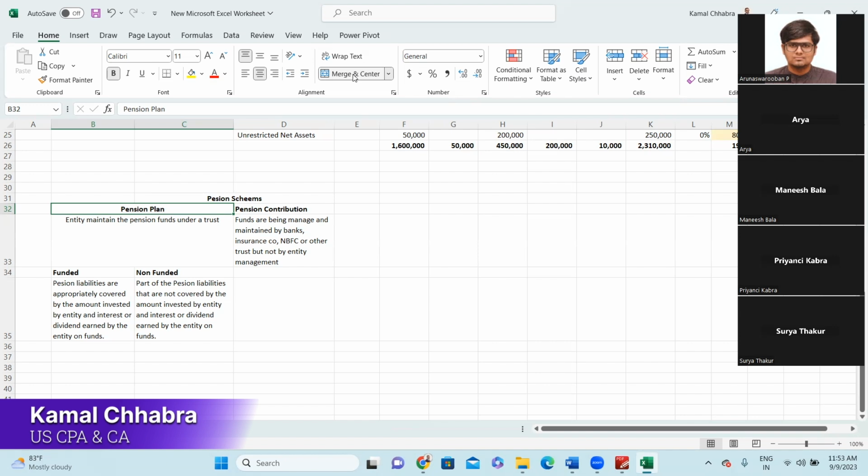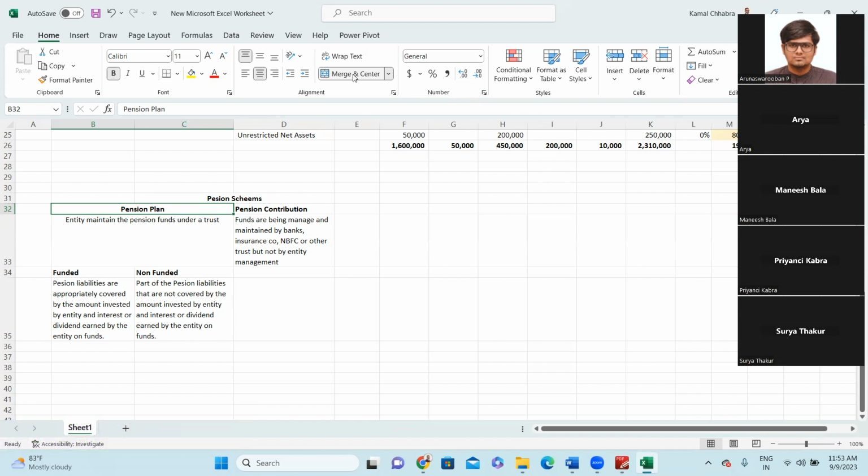Yes, absolutely true. Employee contribution will always be there. The difference is whether management is managing or they are just giving their own contribution to a third party.